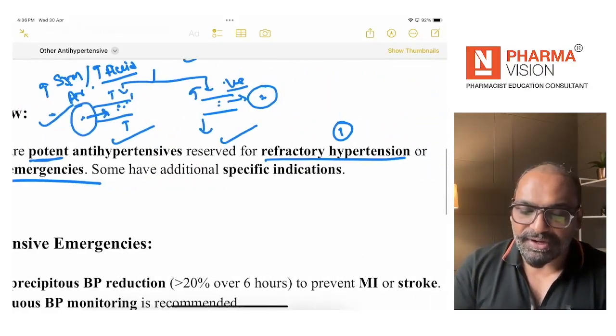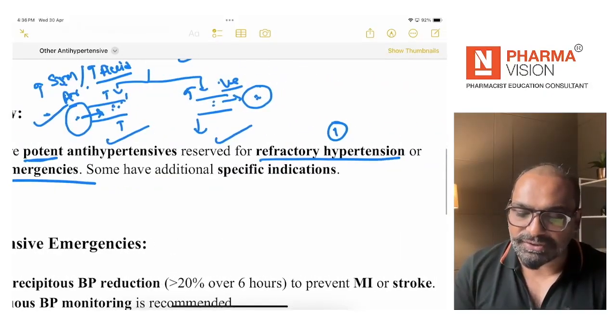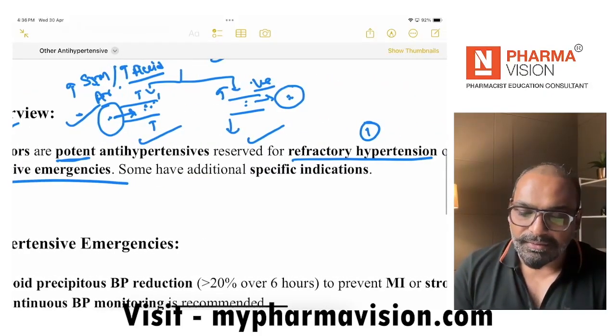And some medications have specific indications.